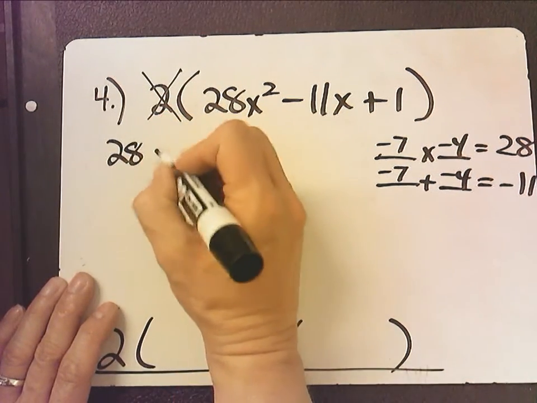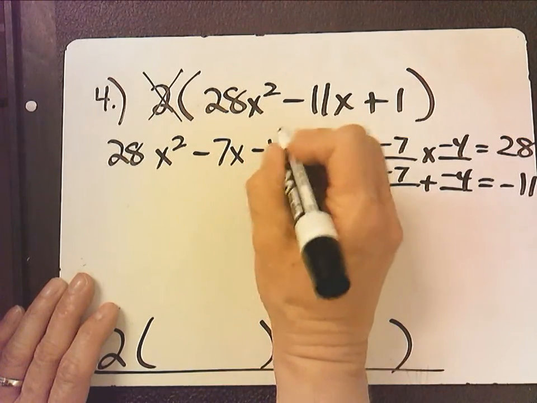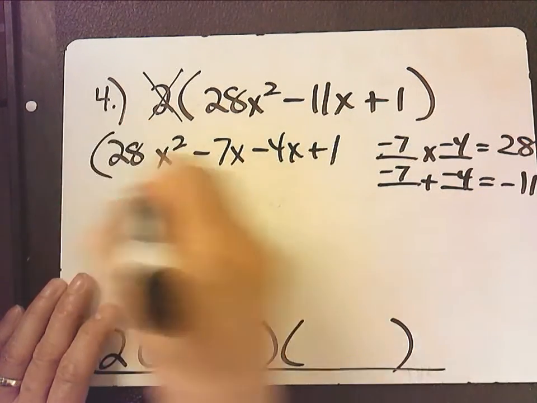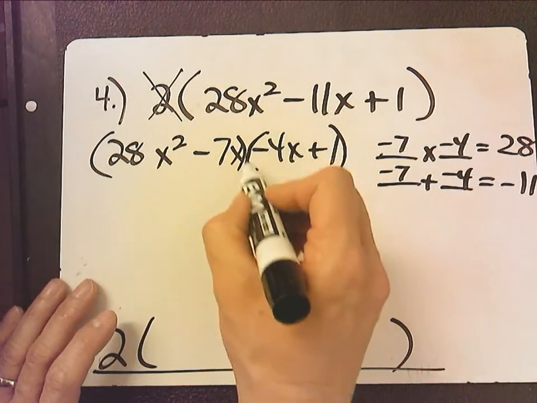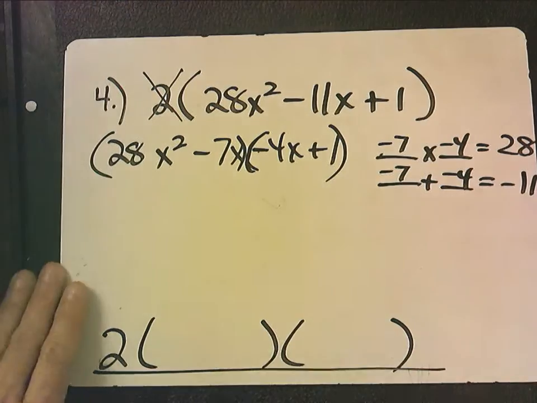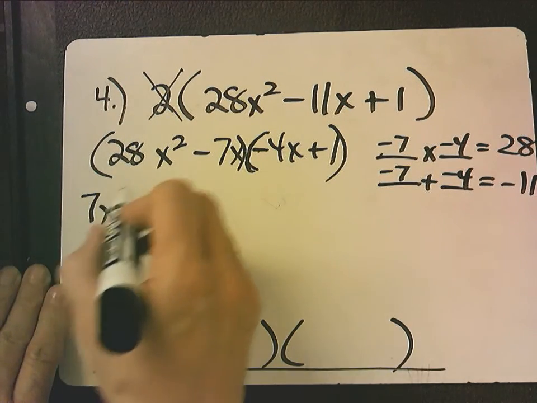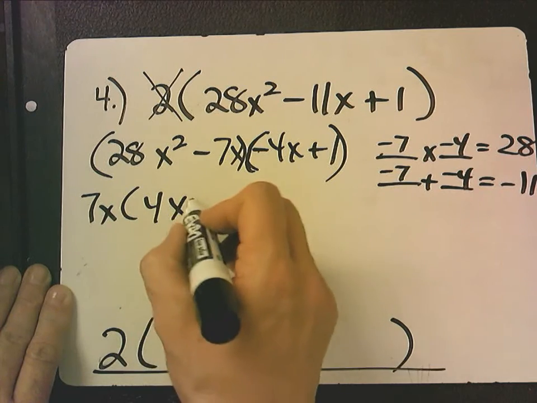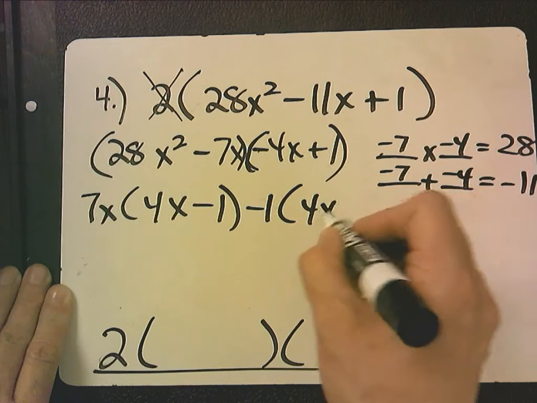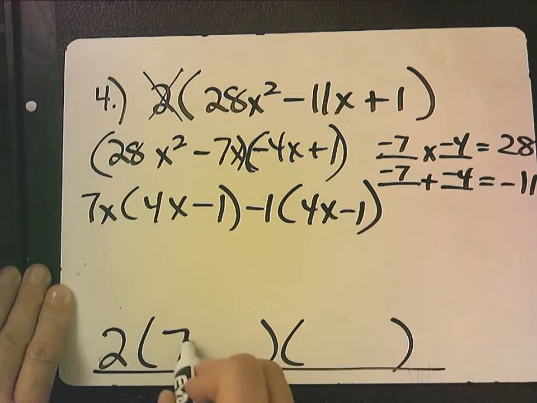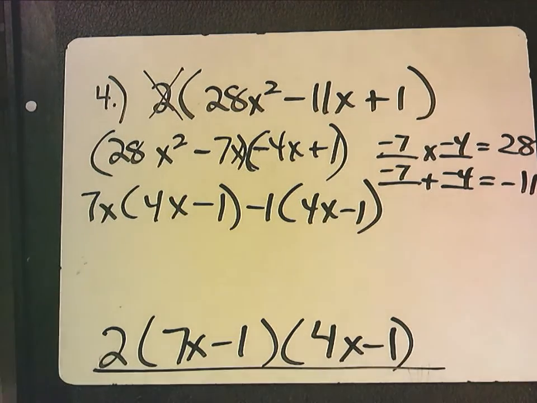So now I'm going to take my trinomial and write it as a 4-term polynomial. So I can factor by grouping. Notice I make sure my negative 4 stays with my binomial and not on the outside. I factor out 7x and I get 4x minus 1. Factor out a negative 1 and I get 4x minus 1. So I get 7x minus 1 times 4x minus 1.